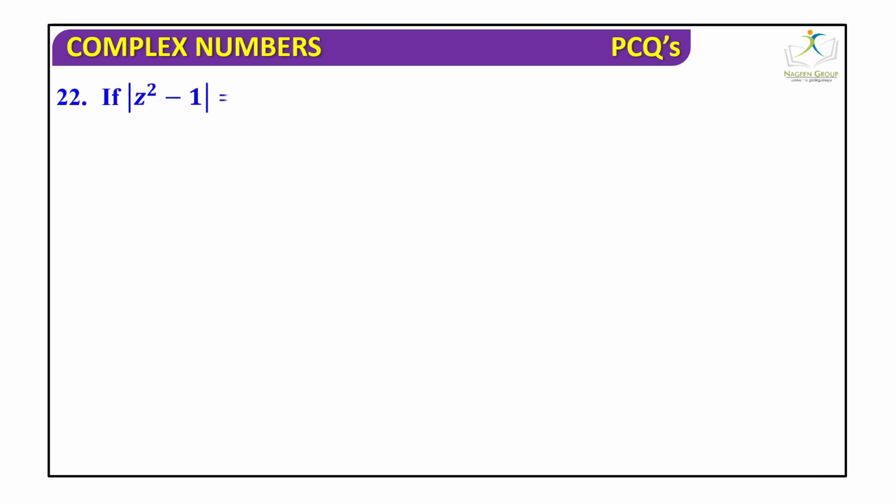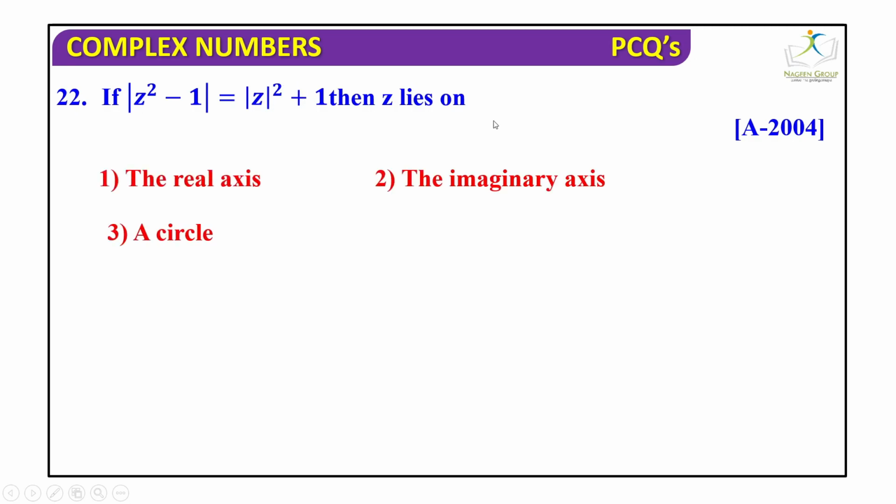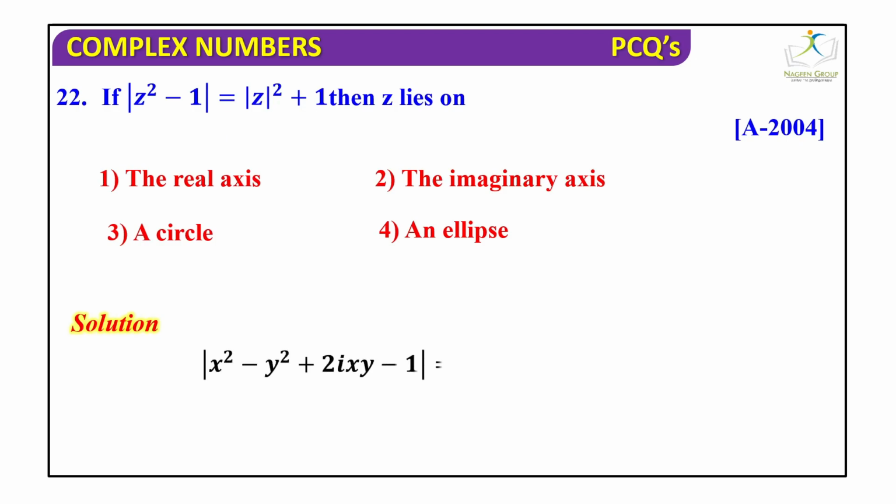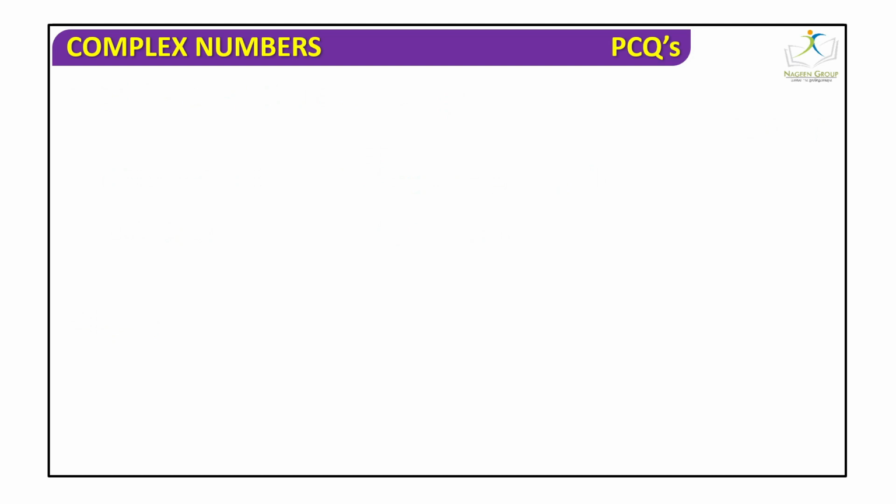Okay. Now question number 22. If modulus of z square minus 1 equals modulus of z square plus 1, then z lies on... From here these are the four options. First we will take z square, which is x square minus y square plus 2xy iota minus 1. It is equal to, from here z is (x plus iota y) whole square, which equals x square plus y square plus 1. Now after simplifying we get x equal to 0, meaning we have the imaginary axis.